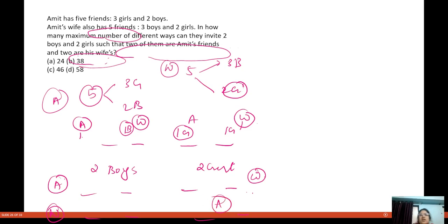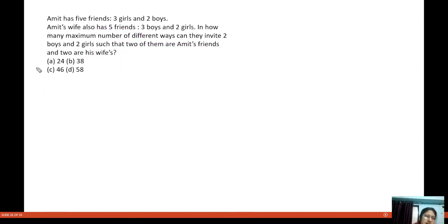Okay, so either we invite one boy and one girl from Amit, one boy from Amit and one boy from Amit's wife's friends, or one girl from Amit's and one girl from Amit's wife's friends. Or we invite two boys from Amit's friends and two girls from Amit's wife's friends, or we invite two boys from Amit's wife's friends and two girls from Amit's friends. Okay, so now see, this is the condition we are getting. Let us write this nicely.